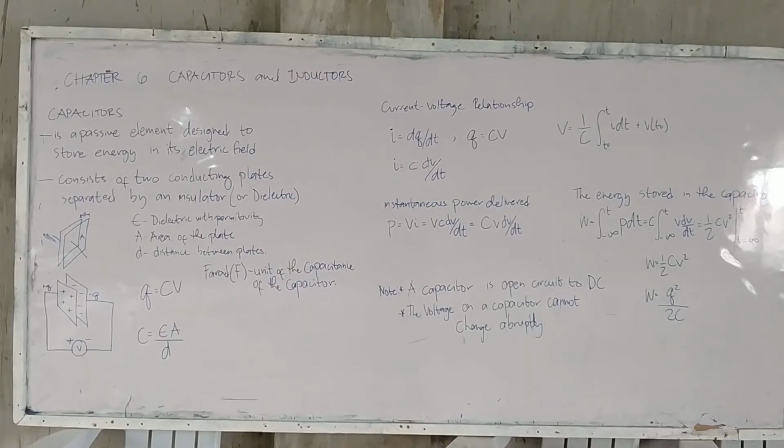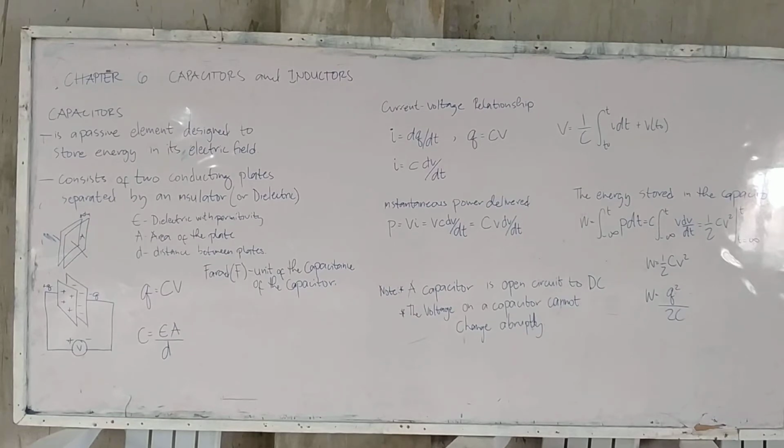Okay, guys, so let's discuss one of the last topics in our final coverage in EE1. In this chapter, we will discuss what is a capacitor and also what is an inductor. First, we will start to discuss what is a capacitor. As you can see, a capacitor is a passive element designed to store energy in its electric field.